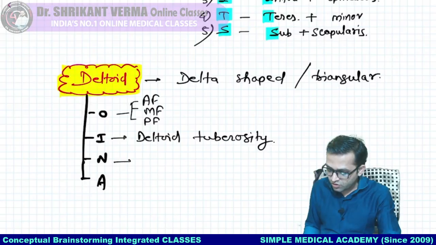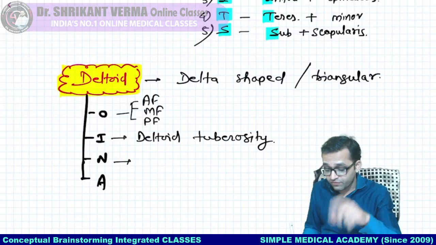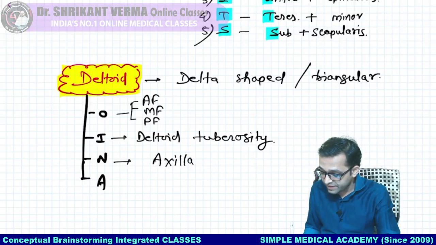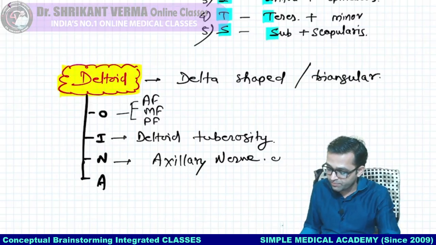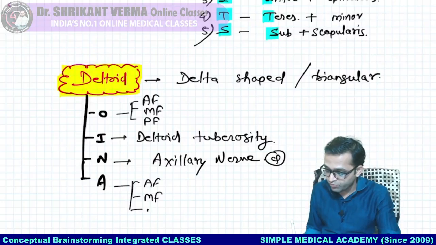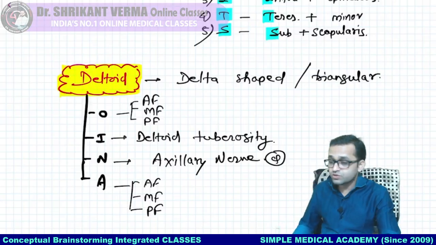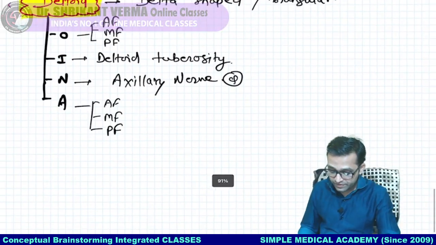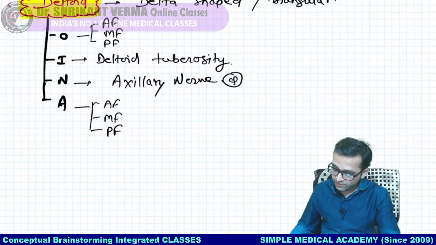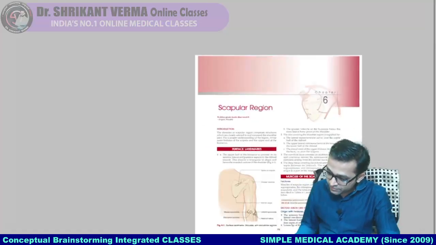Nerve supply, no excuse, only and only one nerve, that is the axillary nerve. Only the axillary nerve will supply, very important MCQ. And action, again we will see the action of the anterior fiber, middle fiber and posterior fiber. So this is the summary. One by one, let's start our deltoid muscle.